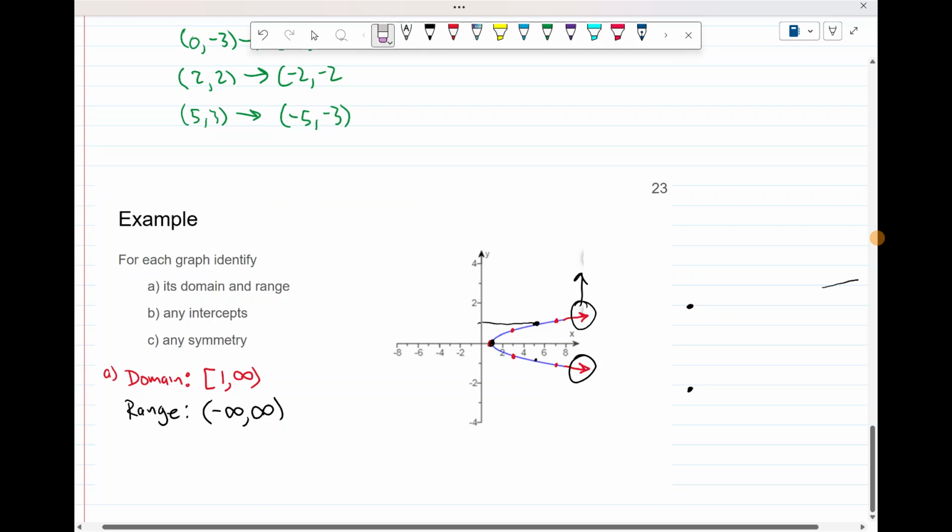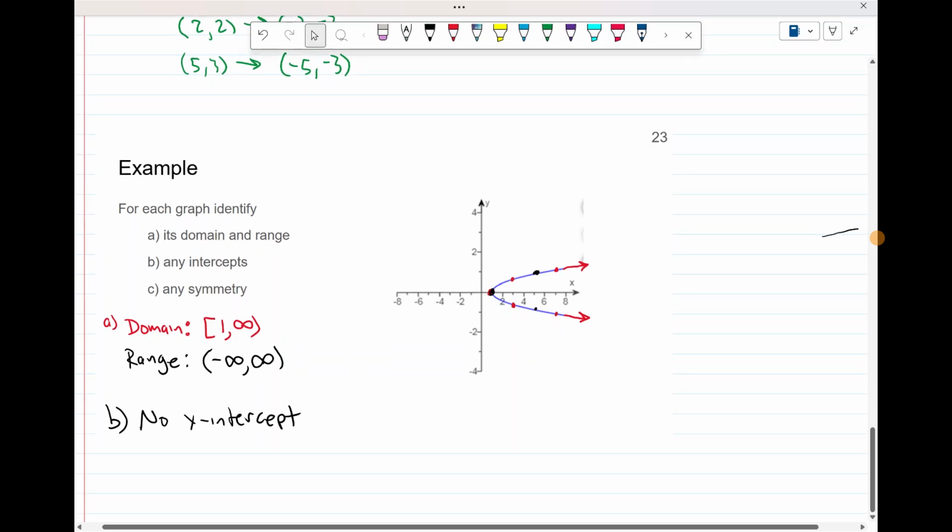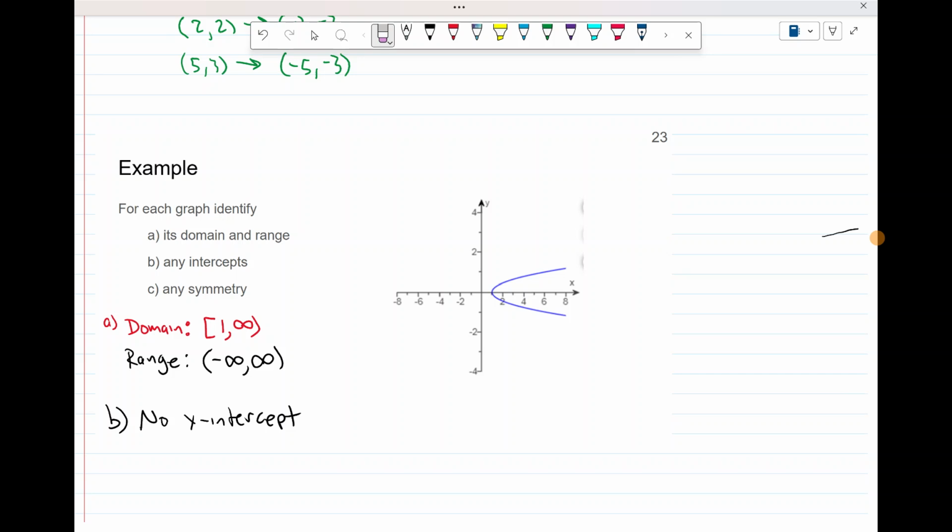Next, let's find any intercepts. When we have the graph, this is fairly simple. We're just going to look, does the graph cross the x-axis or the y-axis or both? Notice that it actually does not cross the y-axis, so there is no y-intercept. It doesn't get to the y-axis. However, it does cross the x-axis, and I'm going to erase some of these marks I've made, it crosses the x-axis right here, and again, this point is 1, 0.